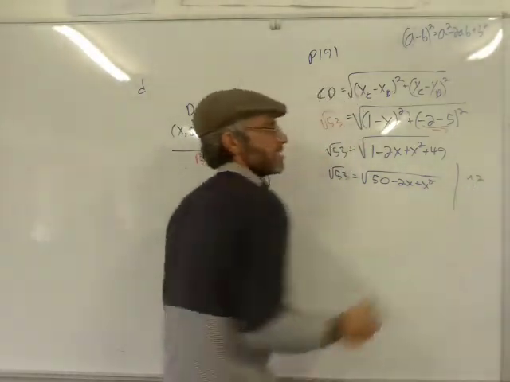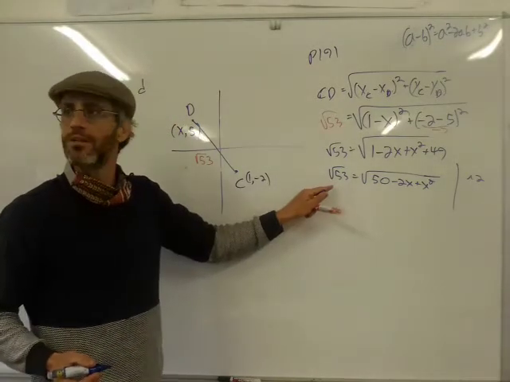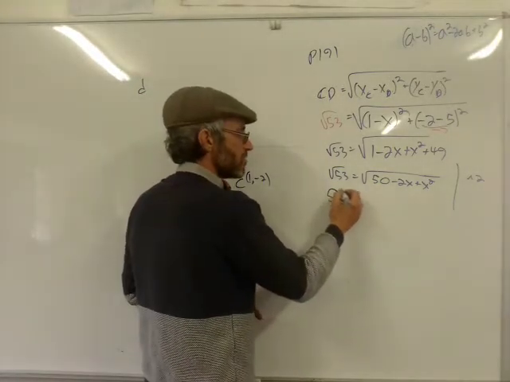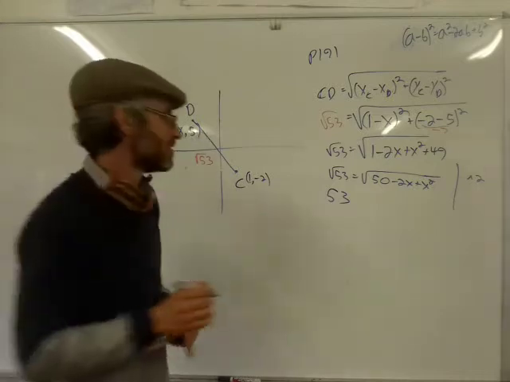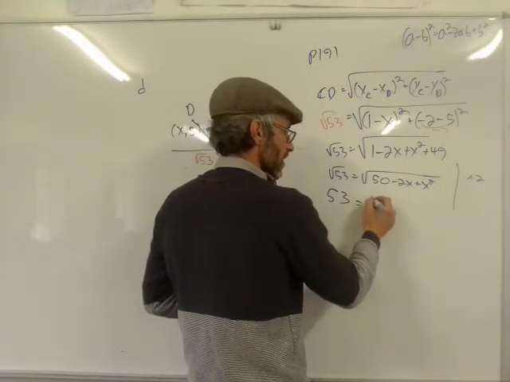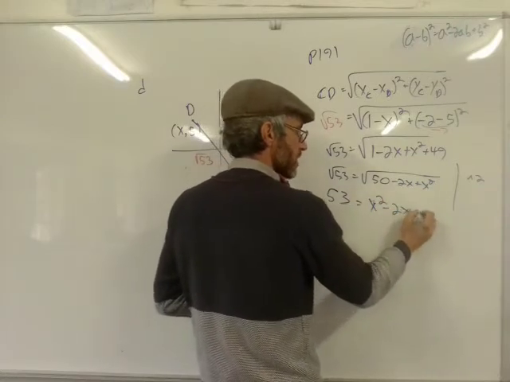If I write that, it means I'm squaring it. Okay? So what's the square of 53? The square of the square root of 53 is 53. The square root of this square root is going to be, I'm going to just rearrange it a bit. It will be x squared minus 2x plus 50.